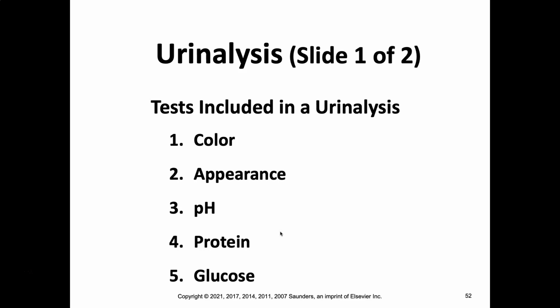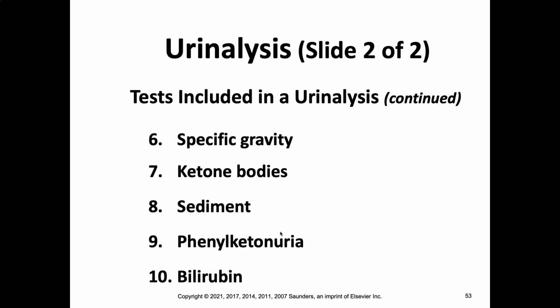We're to page 216. Some tests that are included in a urinalysis include color, appearance, pH, and protein. And your book does a really good job of explaining these. And then there's more on the next page. There's glucose, specific gravity, ketone bodies, sediment and cast, phenylketonuria, or PKU, bilirubin. So there's those 10. Now let me flip to the next page. Those 10 tests that are included in a urinalysis, or can be.